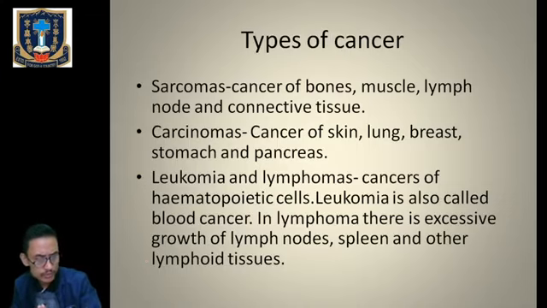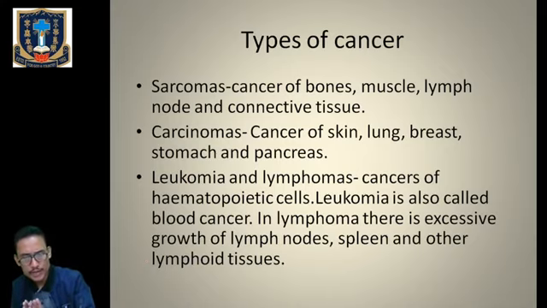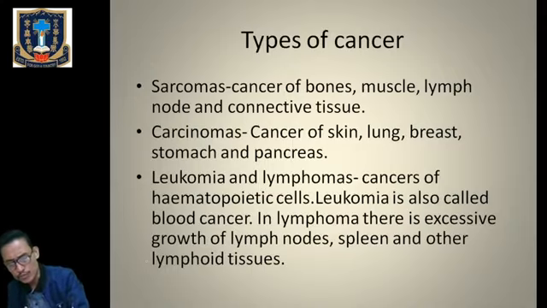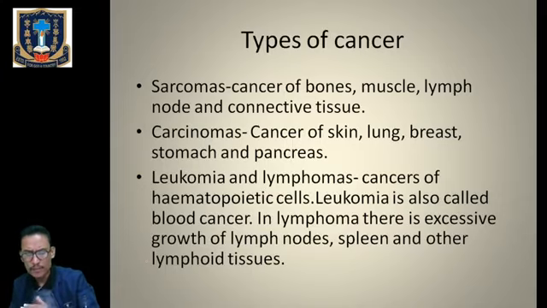So today we have learned about the definition of cancer, the characteristic features of cancerous cells, and the difference between normal cells and cancer cells. We have learnt about the transformation of normal cells into cancerous cells, the types of tumor, benign tumor and malignant tumor, and we have learnt about the types of cancer just briefly.